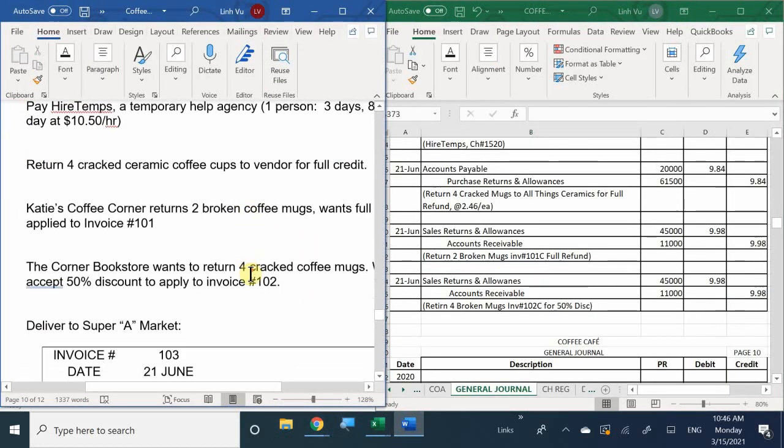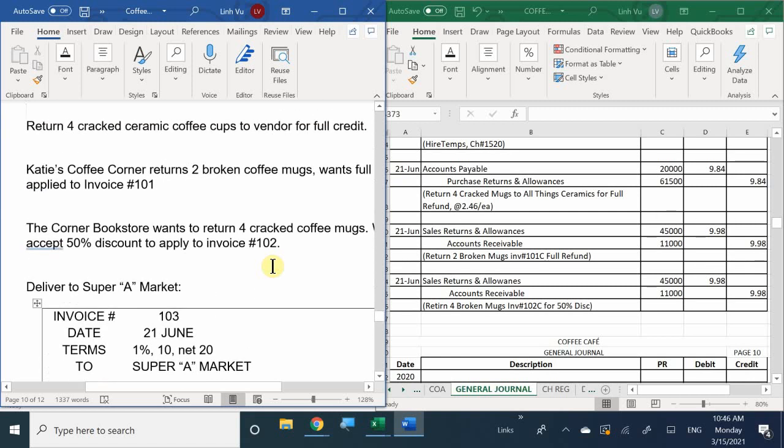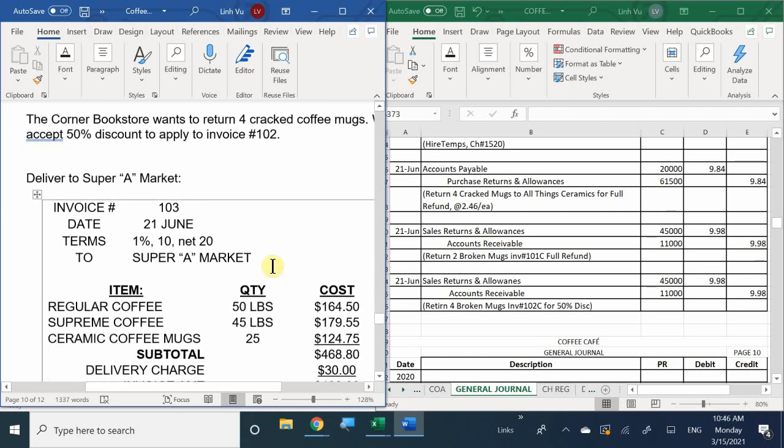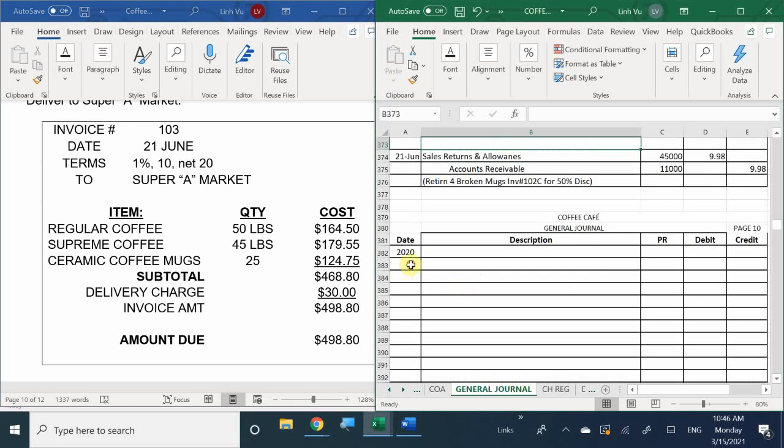So now, what has happened next? Okay, so we're starting our general journal number 10 now. Delivered to Super A Market. We finally delivered to Super A Market. So June 21st. So let's look at our receipt here. So what happened here?